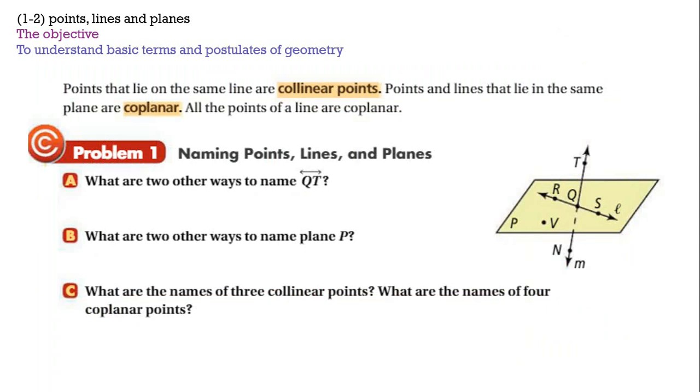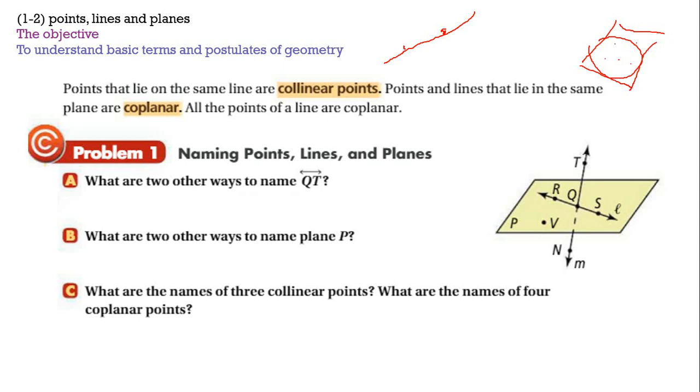But before we start the example, let me explain the meaning of collinear points and coplanar. So collinear points are the points that lie on the same line, like this. While coplanar points are points that do not lie on the same line, but are on the same plane. For example, if we have points like this, we can call them coplanar.